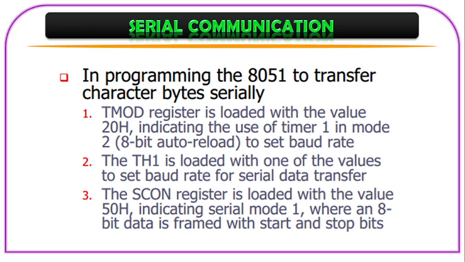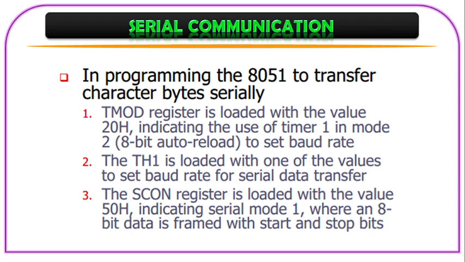Now how to program this, how to write a program for the serial transmitter. We are using the timer for generating the baud rate, so the timer should also be involved in this. The timer mode register is loaded with the value 20. You can follow this procedure: 20 indicates that we are using timer 1 in mode 2. Mode 2 is auto reload mode, so the pulse will be generated again and again, so you will get a pulse train, a clock for the baud rate.